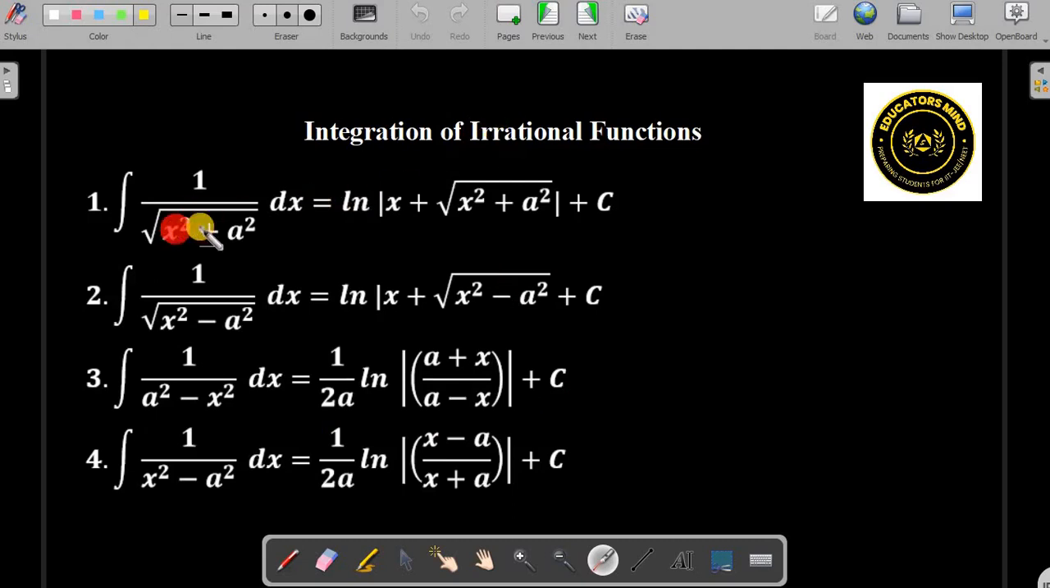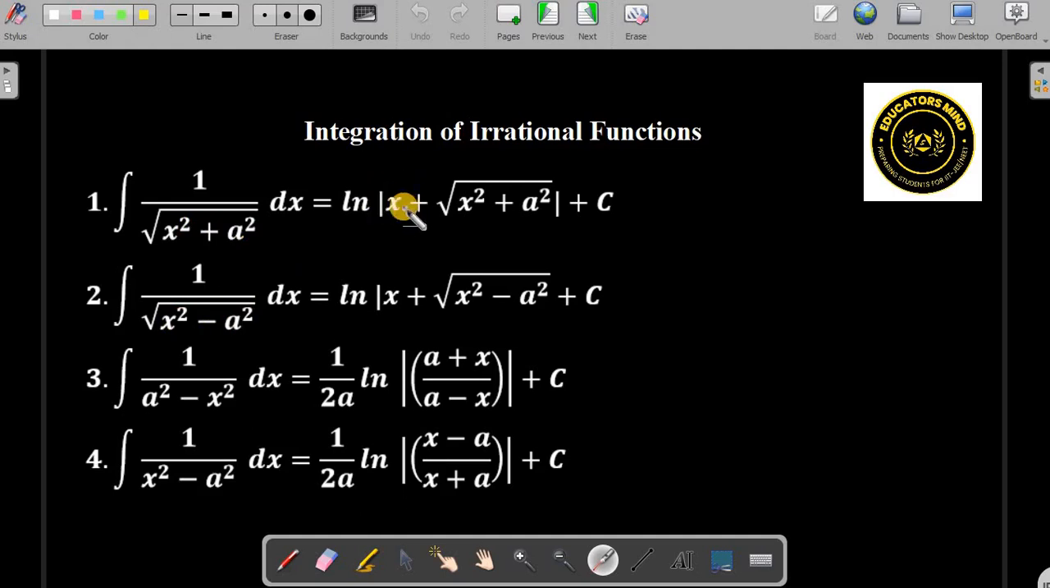Okay, there are more irrational ones, like 1 by root under x square plus a square. You can see here in the denominator, this will come more in application in maths, but in physics sometimes it can come for very complicated portions. That's why you must know this, right? So here you can see this is like an irrational in the denominator: root under x square plus a square, or x square minus a square.